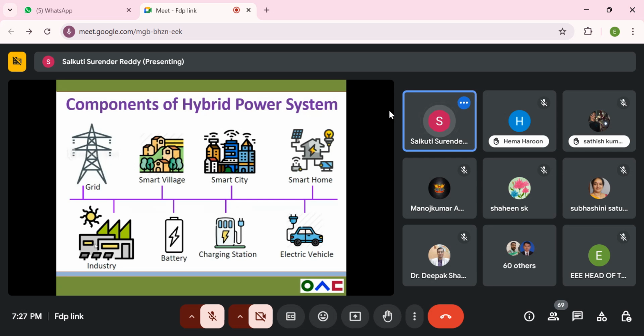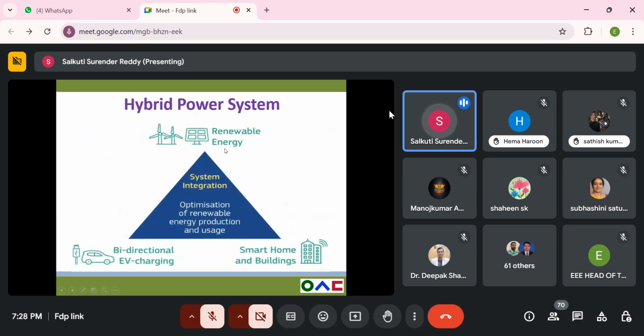So when you have all this in our power system, we say it is a hybrid power system. In a hybrid power system, you will have a grid, then smart villages, smart cities, and smart homes, and you will have electric vehicles. And once you have electric vehicles, you need proper infrastructure, like charging stations and batteries. When you have all these components, our power system has now become a hybrid power system.